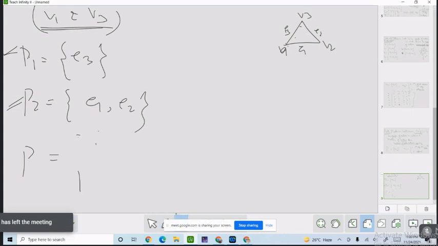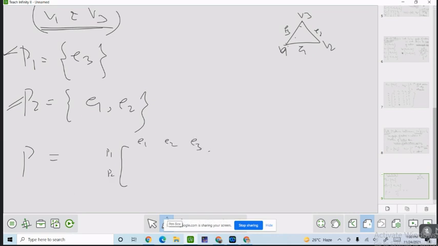Matrix is here. Path P1, path P2 and E1, E2, E3. Columns are always with the edge. Now you can see which edge is lying? Path 1 contains only the E3 edge.